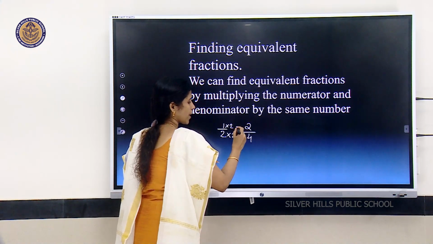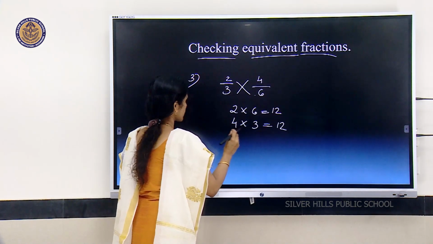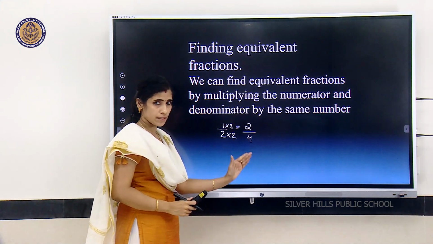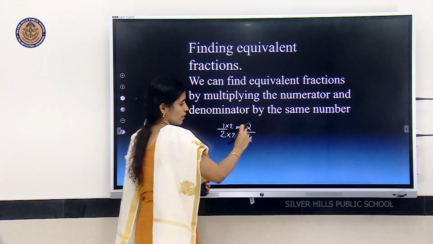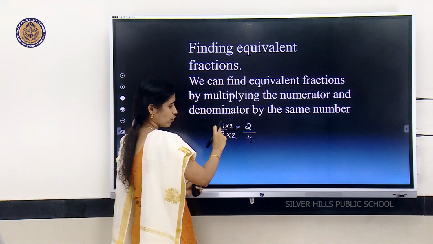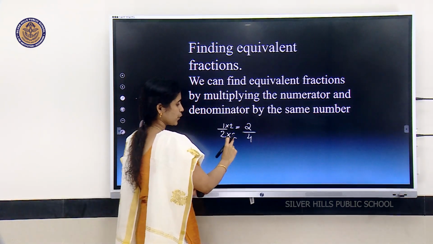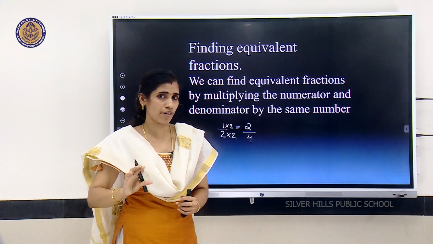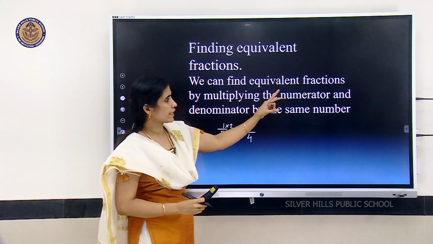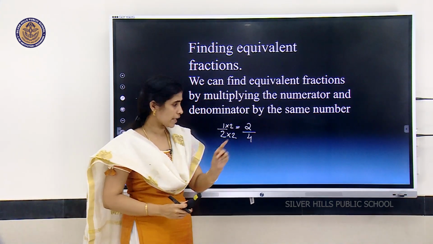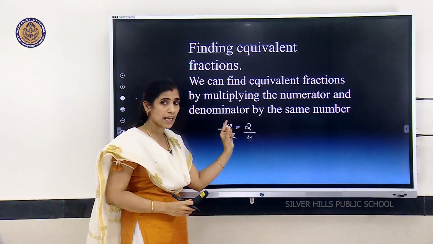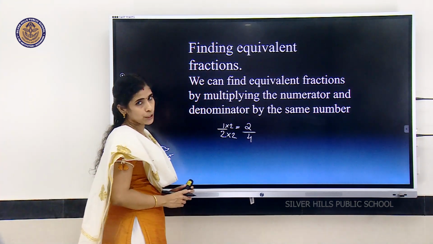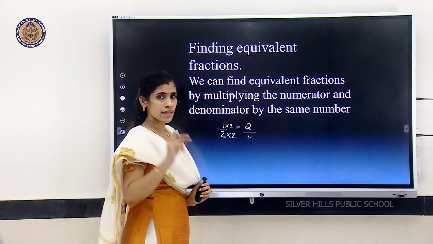So we can multiply the numerator and denominator by 2 and get 2 by 4 from 1 by 2. 1 into 2 is equal to 2 and 2 into 2 is equal to 4. That means how can you get different equivalent fractions? We can find equivalent fractions by multiplying the numerator and denominator by the same number.